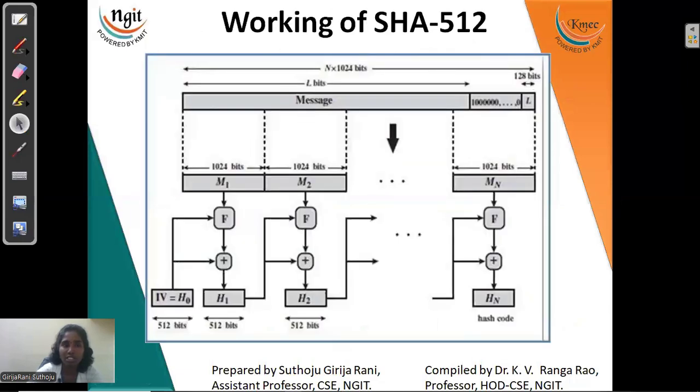See, the function which we are highlighting here is the compression function. This we have to see once again in detail. So let us go and check with that in the next session.